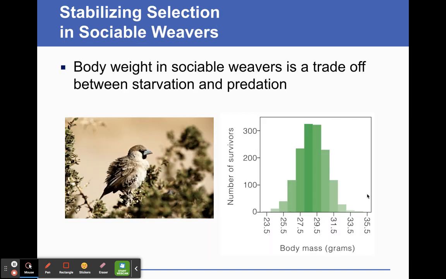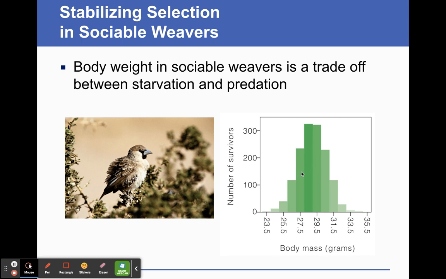An example are these social weavers, which are a type of bird. And body weight is basically going to be an example of stabilizing selection. So what we see if we look at this graph is that there's a major number of, or the highest number of social weavers who have kind of an intermediate body weight.